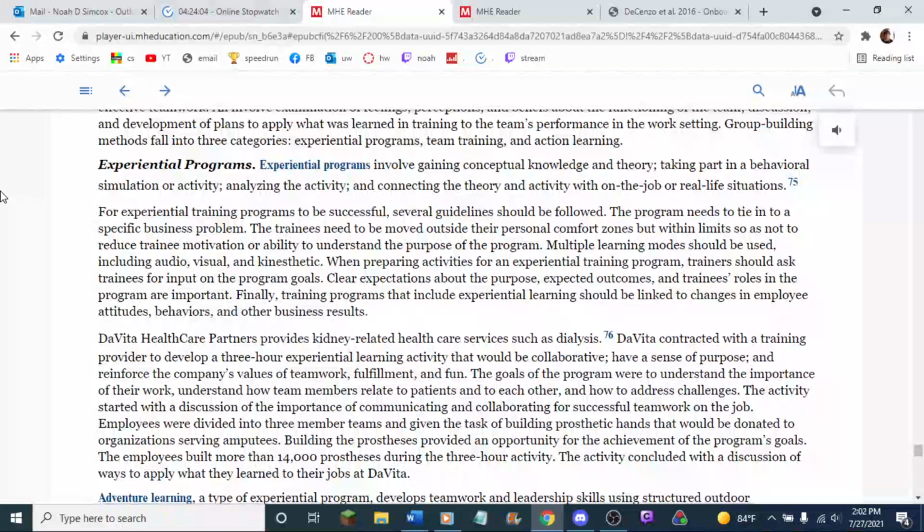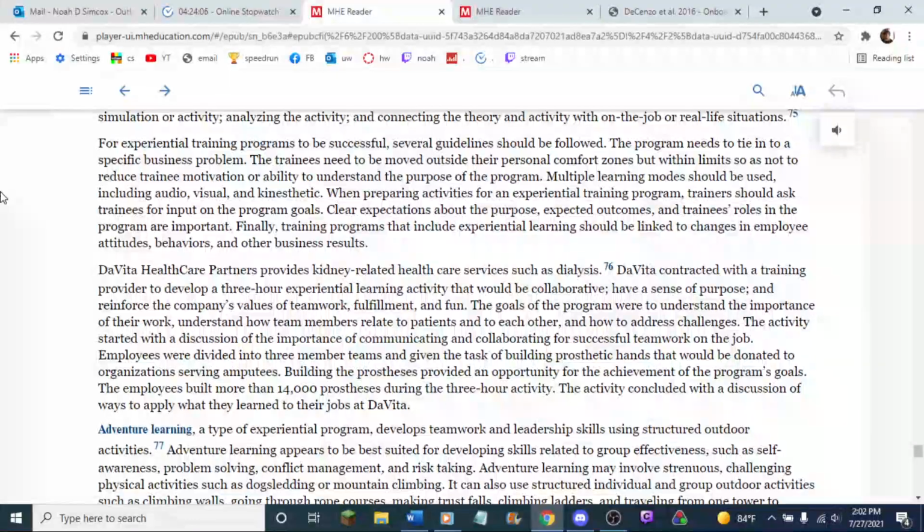For experiential training programs to be successful, technical guidelines should be followed. The program needs to tie into a specific business problem. The trainees need to be moved outside their personal comfort zones, but within limits so as not to reduce training motivation or ability to understand the purpose of the program. Multiple learning modes should be used.